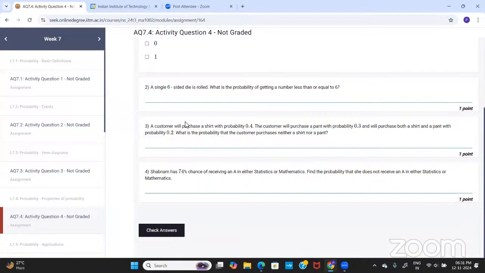Shabnam has a 0.26 chance of receiving an A in either statistics or mathematics. Find the probability that she does not receive an A in either statistics or mathematics. This is just the complement of this event, right? So it will be 1 minus 0.26, which is 0.74.